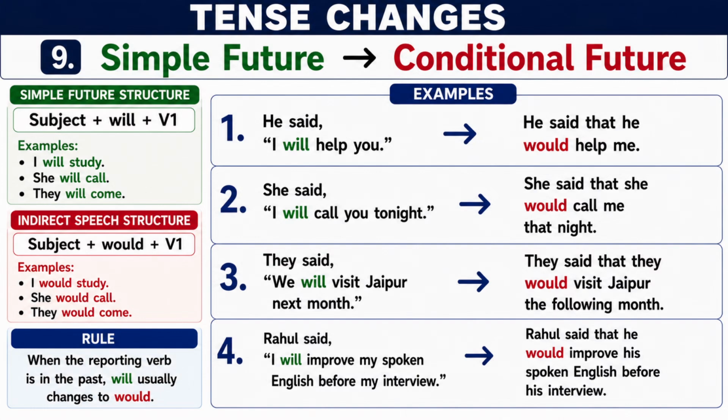It becomes, he said that he would help me. Example 2. She said, "I will call you tonight." It becomes, she said that she would call me that night. Example 3. They said, "We will visit Jaipur next month." It becomes, they said that they would visit Jaipur the following month.